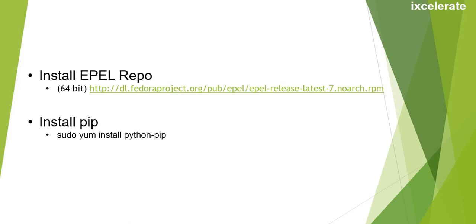So before we can install pip, we first need to install something called EPEL repo. EPEL stands for extra packages for enterprise Linux. So this EPEL repo is a repository which contains the install libraries for pip. So first of all, we need to get this repository from this HTTP location and then install this repository on our Linux box, and then we can install pip after this step.